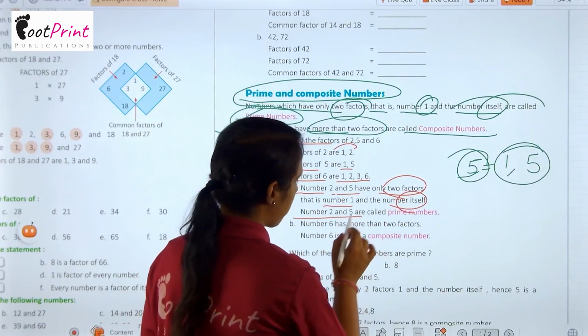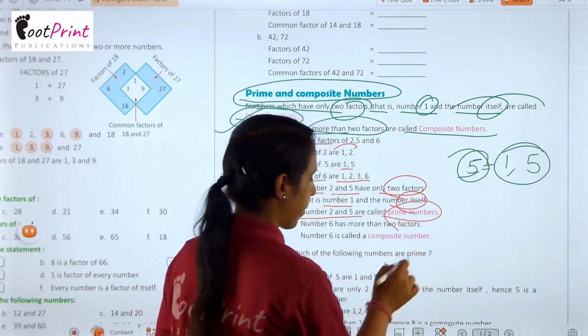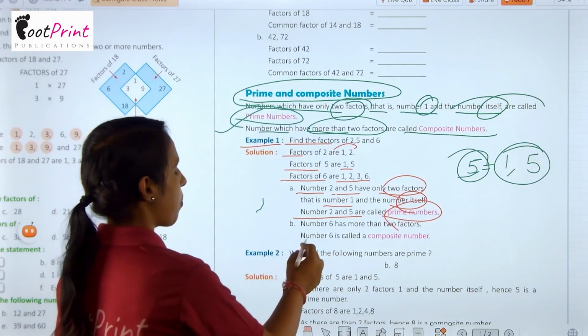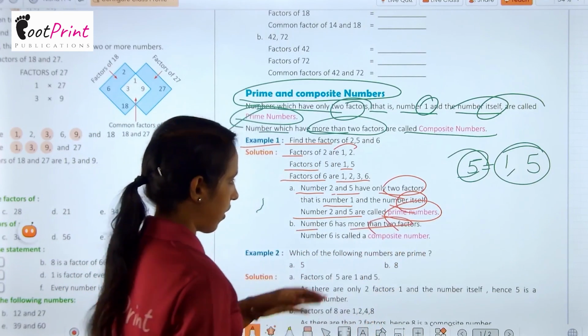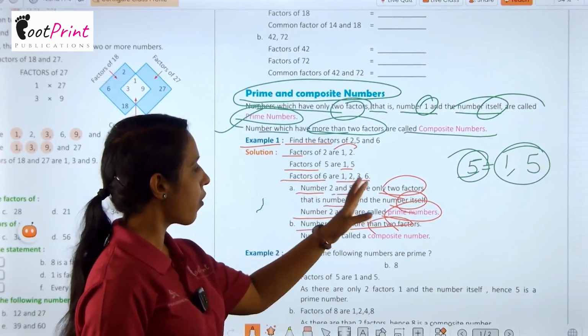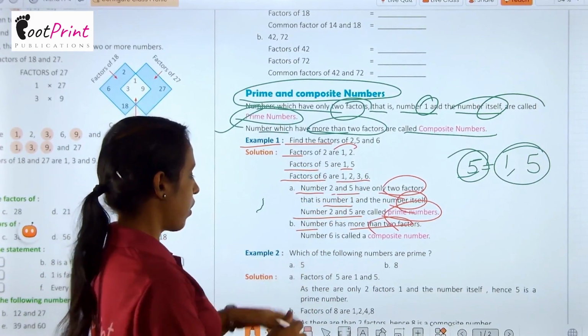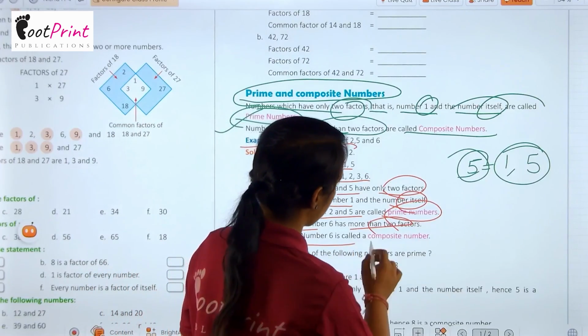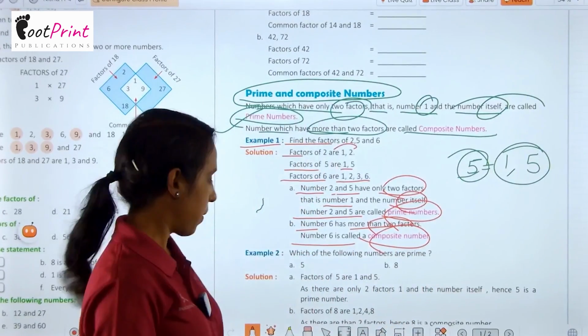So we can say that number 2 and 5 are prime numbers and number 6 has more than two factors, that is 1, 2, 3 and 6. So there are 4 factors of 6. So we can say that number 6 is called a composite number. Okay.